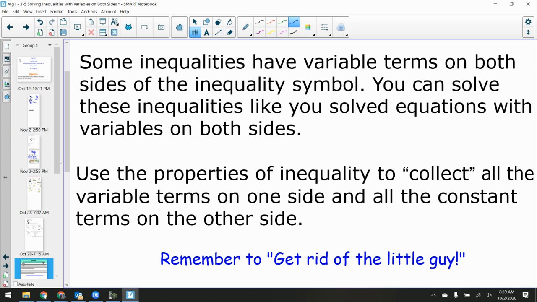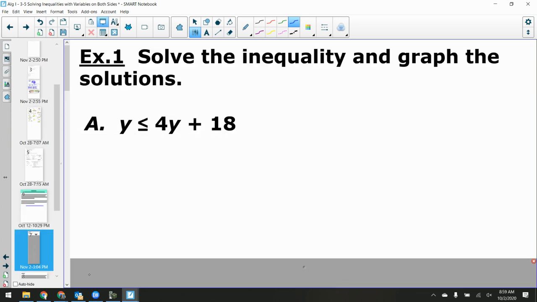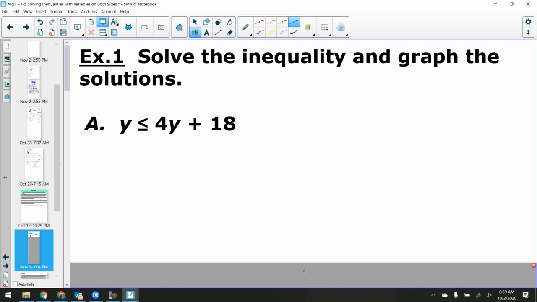Some inequalities have variable terms on both sides. Remember, we can collect the variable terms to one side and all constants to the other, and then solve. So y is less than or equal to 4y plus 18. What if getting rid of the little guy creates a negative? There are times when we have to break the rule a little bit, where we can't leave nothing on one side of the inequality. I do have to break that rule a little bit here.